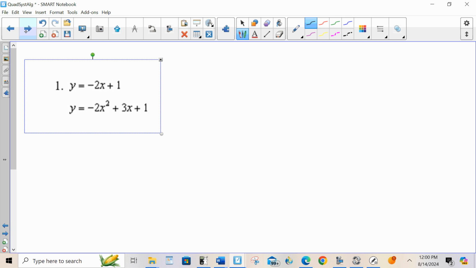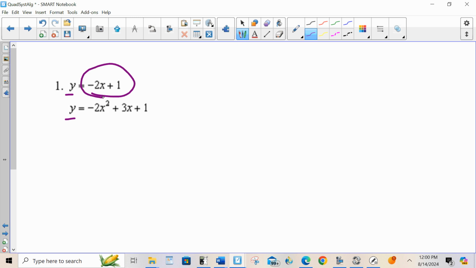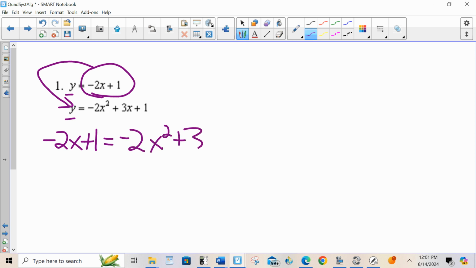So let's start off with number one. It's pretty straightforward. I need a variable by itself in at least one equation. Well, yeah, I have y by itself in both. Great. So now I need to substitute one equation into the other. If y is equal to negative 2x plus 1, I'm going to substitute negative 2x plus 1 into y in the other equation. So instead of y equals, I'm going to write negative 2x plus 1 equals negative 2x squared plus 3x plus 1. That's your first step.